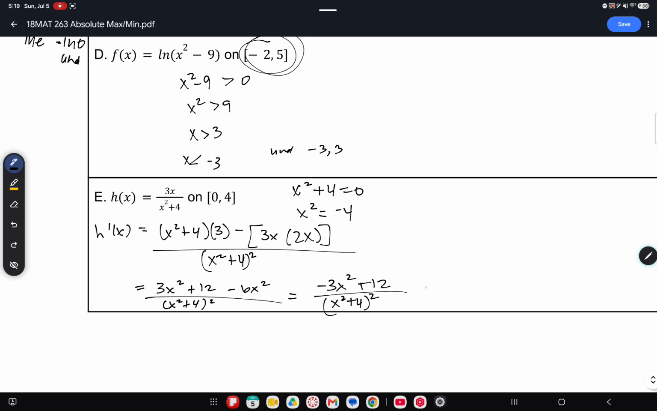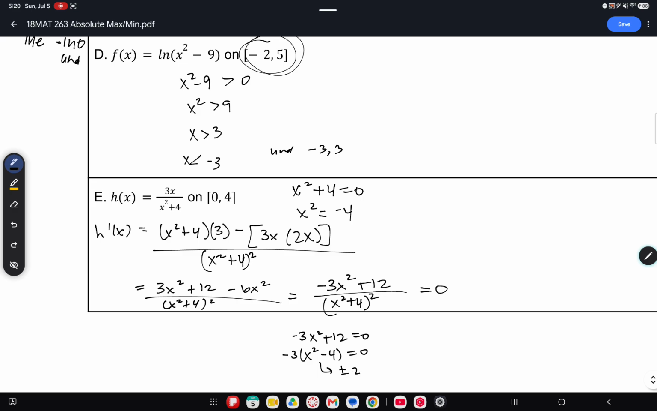And now we want to set this equal to 0 and find where it's undefined. Well, we already know that x squared plus 4 is defined on the real numbers. So setting that denominator equal to 0, we're not going to get any real numbers that are going to work. So we are all good for that denominator. I just need the numerator set equal to 0. I can take a GCF of negative 3 out, right? Be left with x squared minus 4. So then, okay, this will give us plus and minus 2.